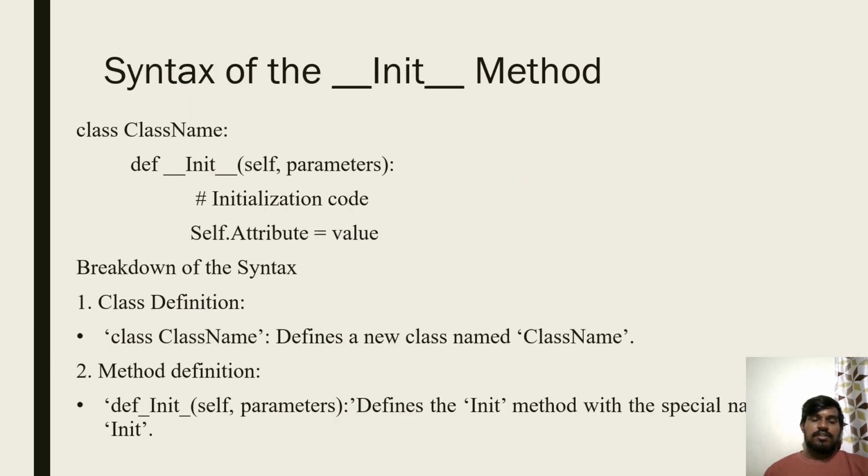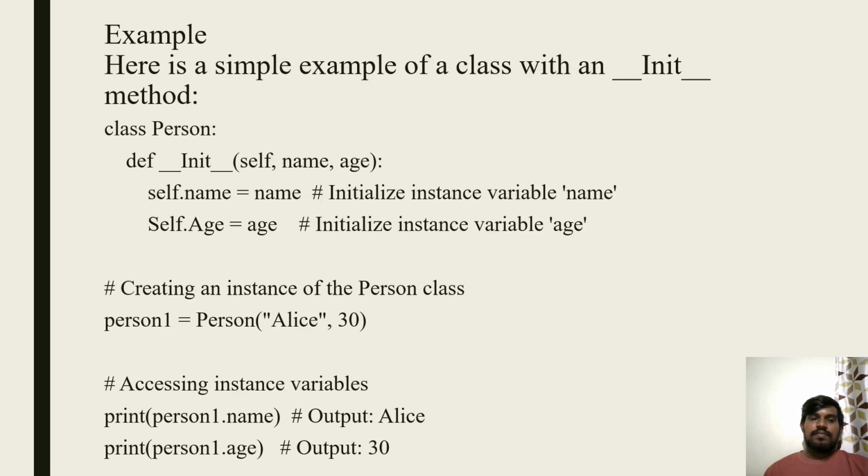Syntax of the init method: class ClassName, def init self, parameters, initialization code: self.attribute equals value. Breakdown of the syntax: class definition, class ClassName defines a new class named ClassName. Method definition: def init self, parameters, defines the init method with special notations in it.